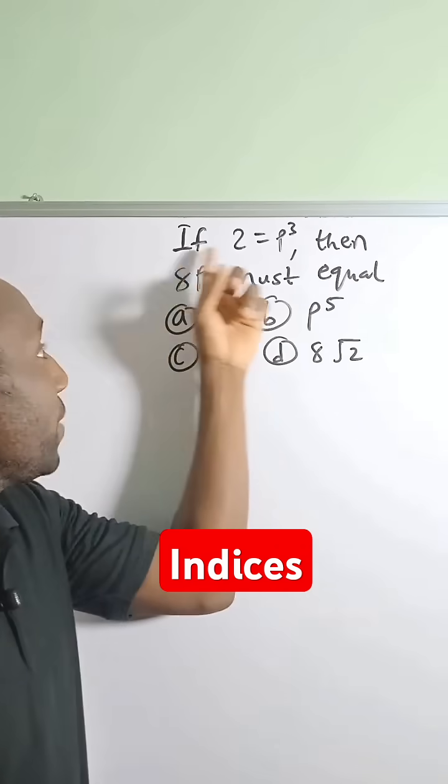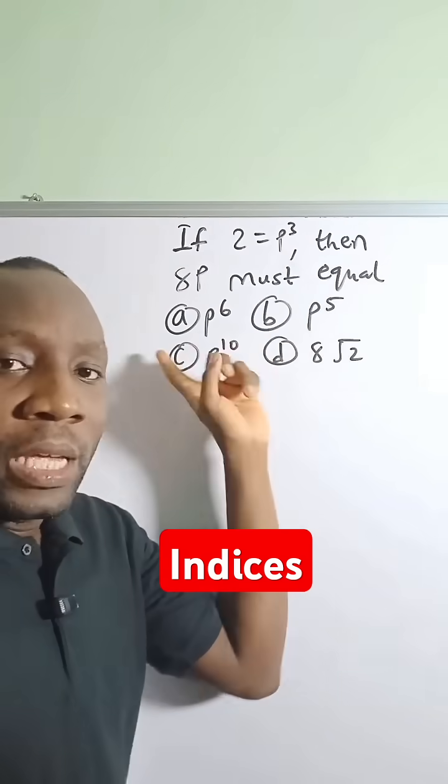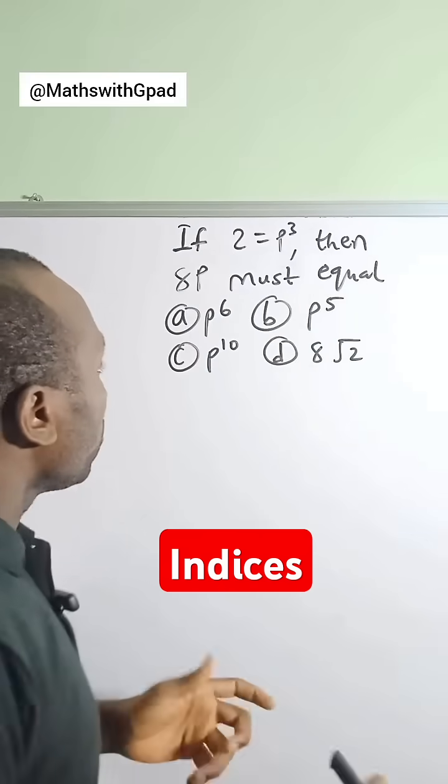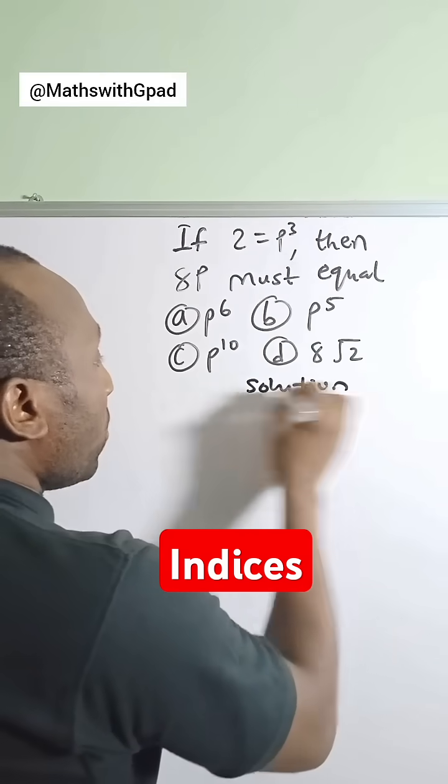Let's solve this question. It says if 2 is equal to p raised to power 3, then 8p must be equal to... Now, these are the options. So what do we do? How do we get the answer here? Let's start by writing this out.